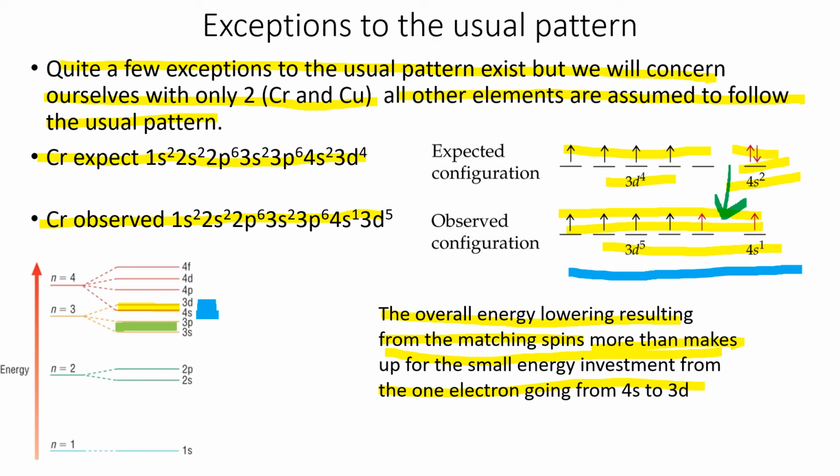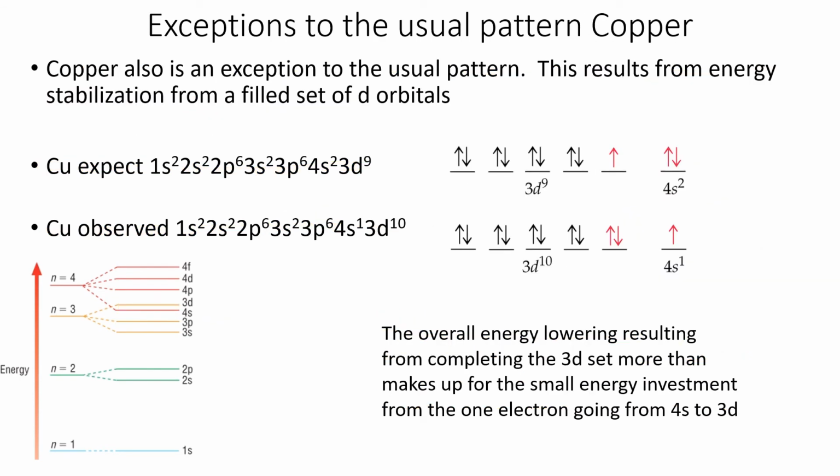The next exception we're going to look at kind of follows a similar logic. The next exception we're going to look at is copper. Copper is also an exception to the usual pattern. This results from energy stabilization from a filled set of d orbitals.